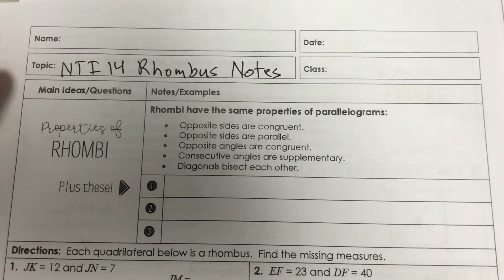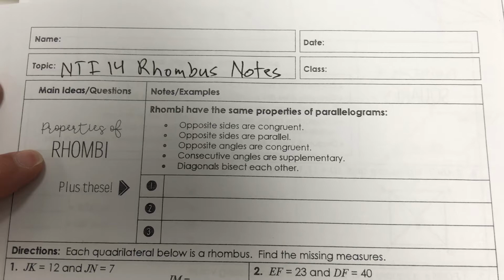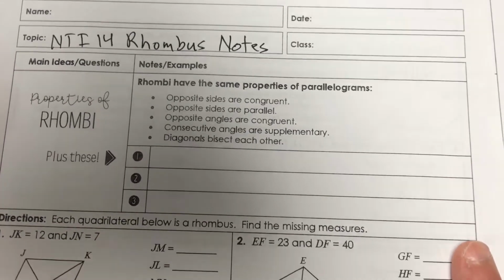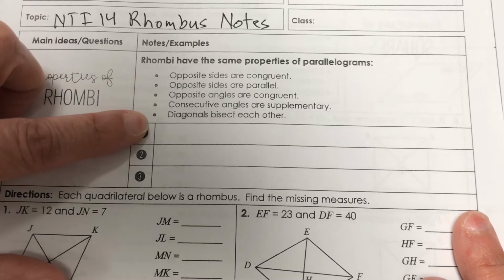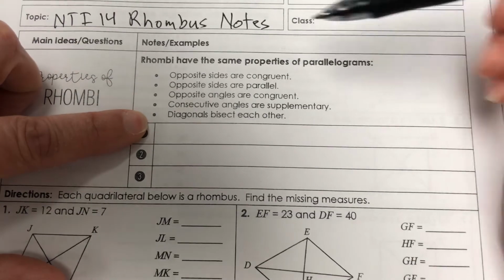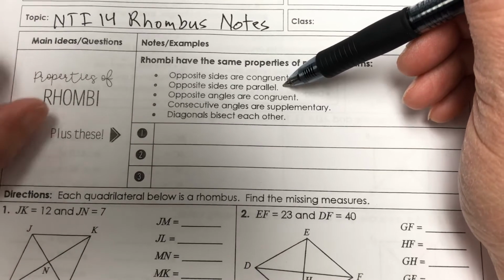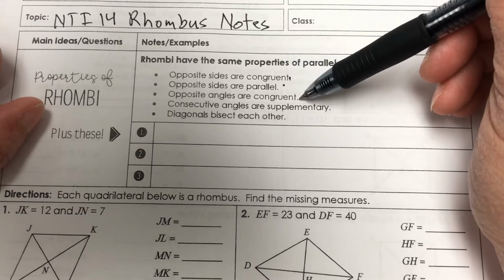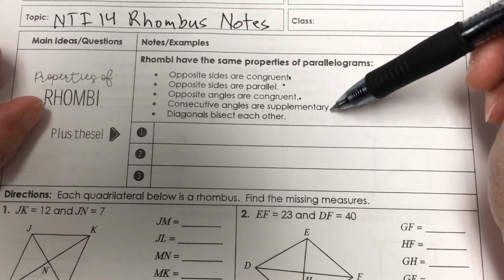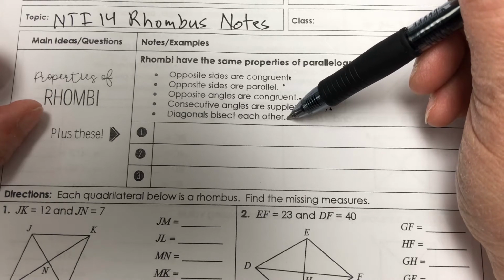Rhombus Notes. Okay, plural for rhombus is rhombi. That's why it says that there. A rhombus is a parallelogram, so it has our original 5 properties of a parallelogram. By definition, opposite sides are parallel. I prefer that to come first. Opposite sides are congruent. Opposite angles are congruent. Consecutive angles are supplementary. Diagonals bisect each other.